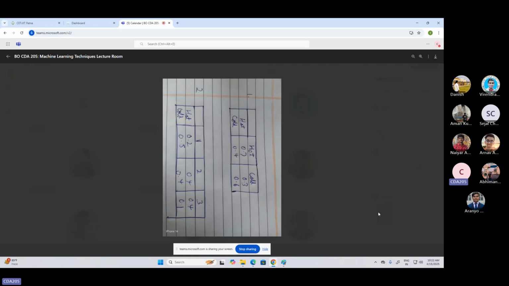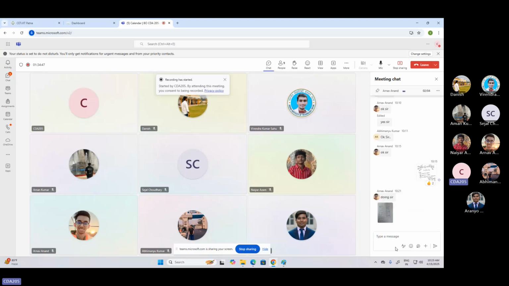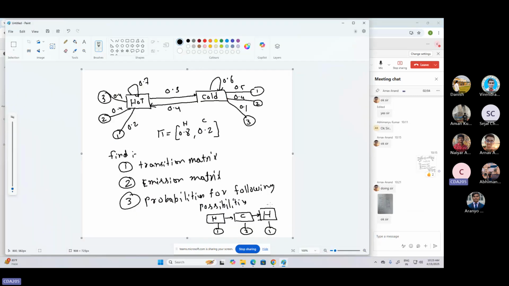It is hot, 0.7, 0.3, okay, 0.4, 0.6, okay. Now hot to cold, 0.2, 0.4, 0.4, 0.5, 0.5, okay. Yeah, it is right. Arnav, it is right. Now, what is the probability for the following possibilities? That on the hot day he will eat only one ice cream, on the cold day he will eat three ice cream, on the hot day he will eat one ice cream. What is the probability for these conditions?